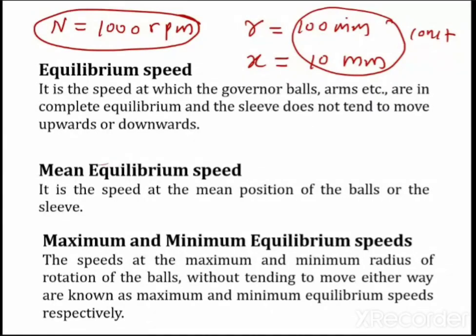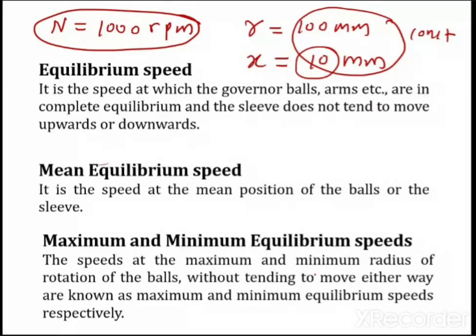So long as R does not increase or decrease, your flyball movement is not going to happen, and then you can say that the governor balls are in complete equilibrium and your sleeve should neither move upward nor downward. Means what? Let us say the sleeve lift is 10 mm. That should be a constant 10 mm. That is called an equilibrium speed.